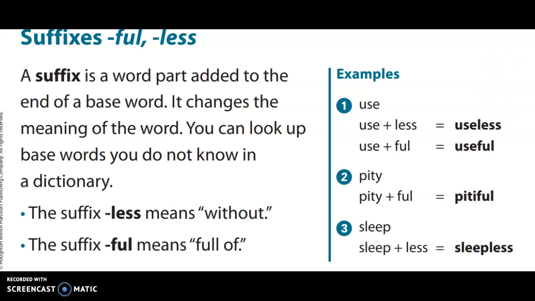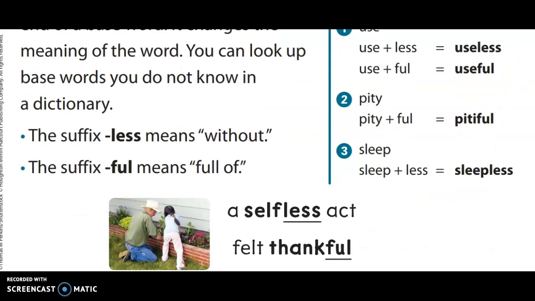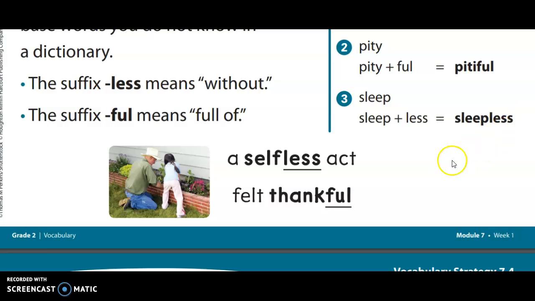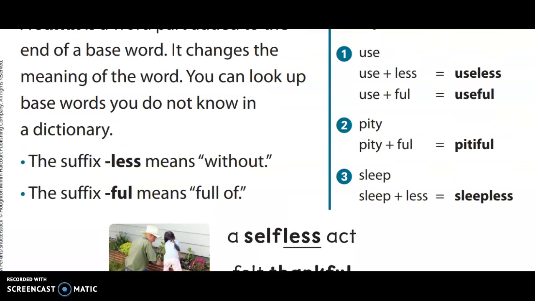The suffix less, LESS, means without, and the suffix full, FUL, means full of. So let's look at some examples over here on the side. If we have the base word use, and then we add less, we have useless. We have the base word use again, and we add full, we have useful. So what is the meaning between all three of these words? Think about that and talk with someone close to you about the meanings of all three of those words.